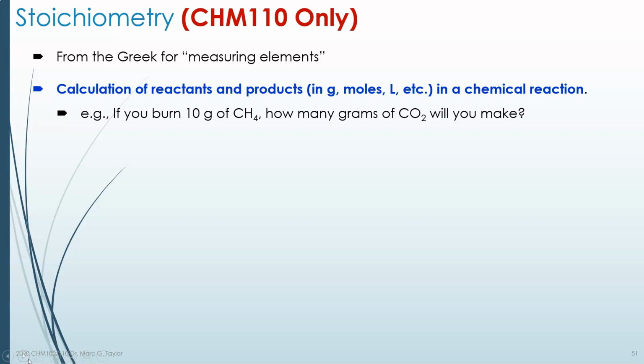This is methane gas. The gas in natural gas, that's the predominant component of natural gas. It's what you burn in your Bunsen burners in the laboratory. It's what you burn on a gas stove. If you burn 10 grams of methane, how many grams of CO2 will you make?